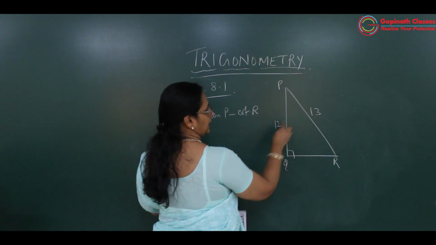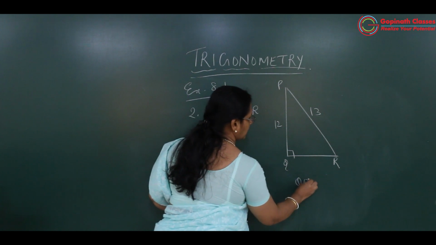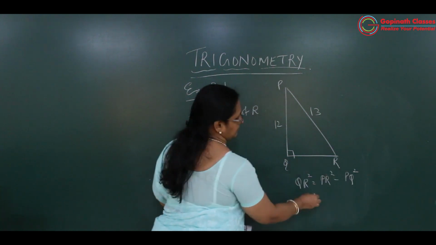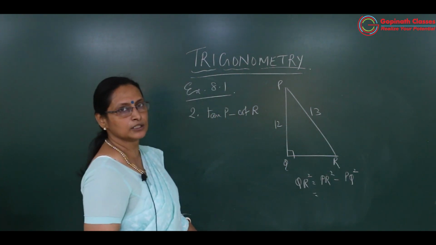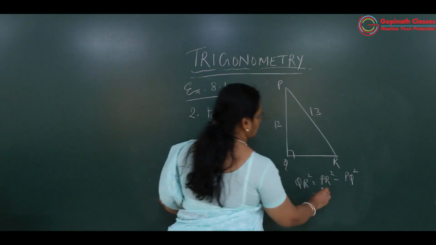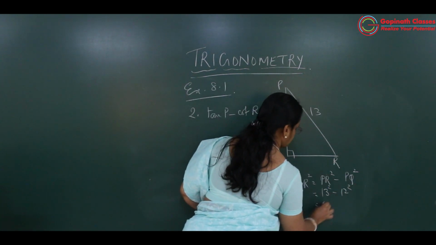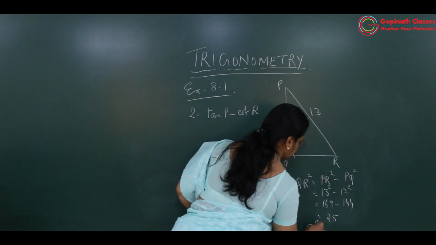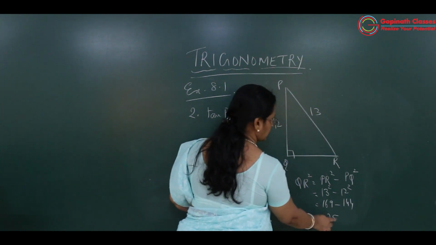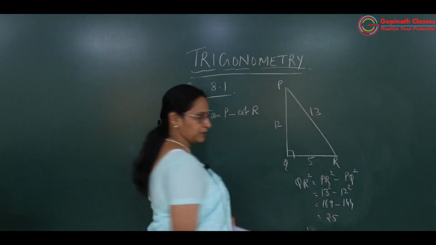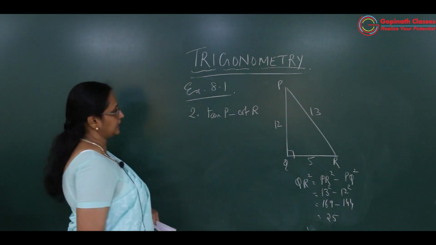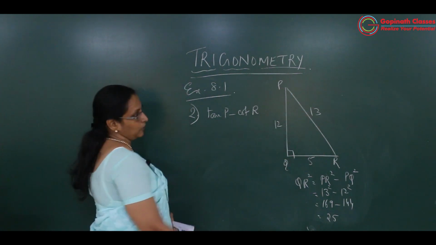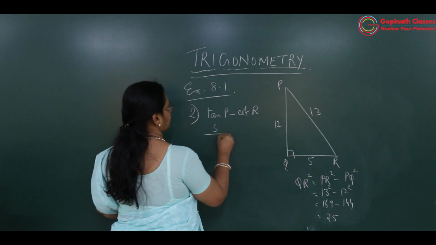Now come to 13 and 12. We can find out QR. QR square is equal to PR square minus PQ square. You know Pythagoras theorem. Hypotenuse square minus altitude square will give you base square. So 13 square minus 12 square, which is 169 minus 144, which is 25. So QR is nothing but 5. So we know QR square, if it is 5, QR will be 5. Now you got all the three sides. Now tan P. What is tan P? Opposite side by adjacent side. Nothing but 5 upon 12.